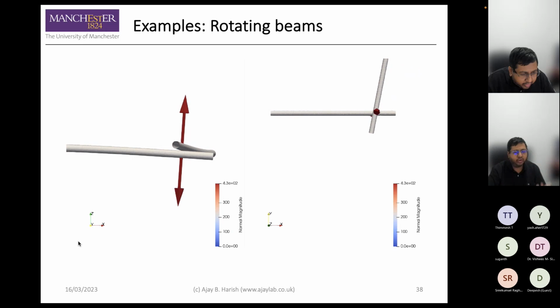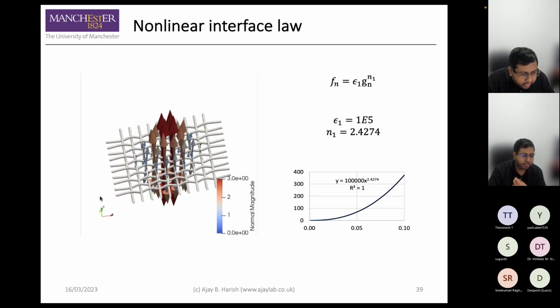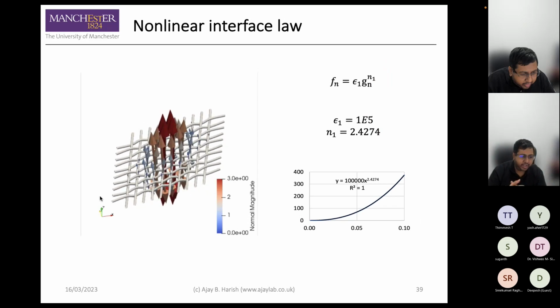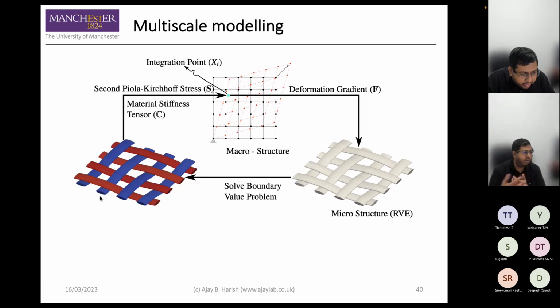So the idea was, okay, now we have a framework that can work with two beams. Can we put them all together to look at our textile composites? Here we assume some kind of nonlinear interface law between them to look at the friction itself, and also the normal behavior. We wanted to model these things. But then for our last couple of slides, and I want to leave some time for discussion, is to look at how we do multi-scale modeling.